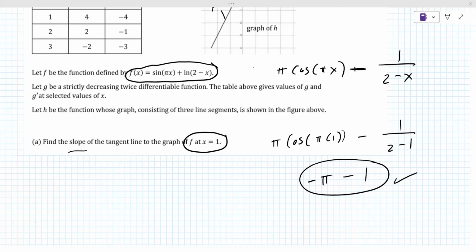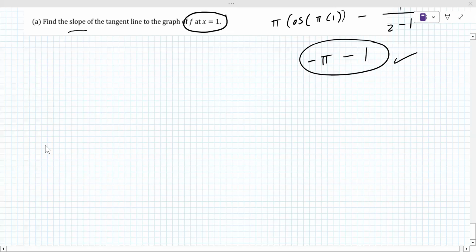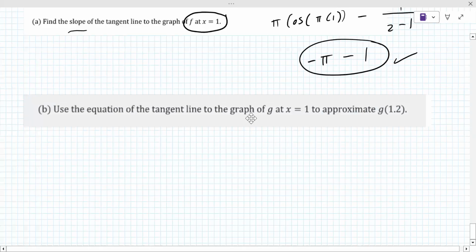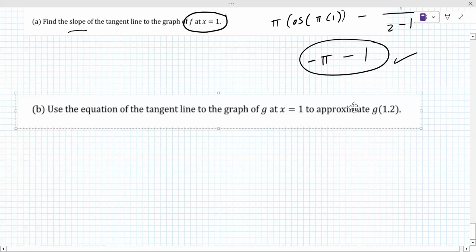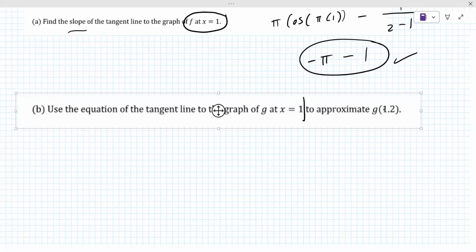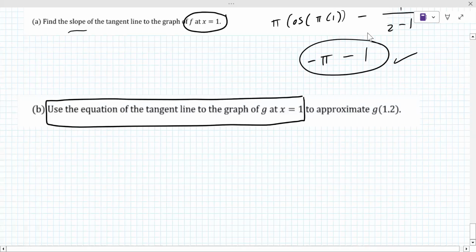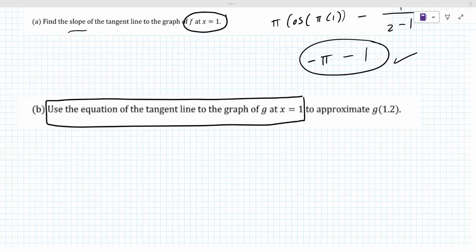So it could be like a continuation of A. We'll see here. All right, use the equation of the tangent line to the graph of G at x equals 1 to approximate G of 1.2. So really, it's two parts. They're saying first write the tangent line at x equals 1 and then use it for this. So you've got to go back to what it is that they're giving you for G. So let me snip in the table.